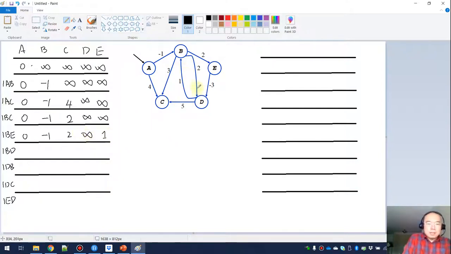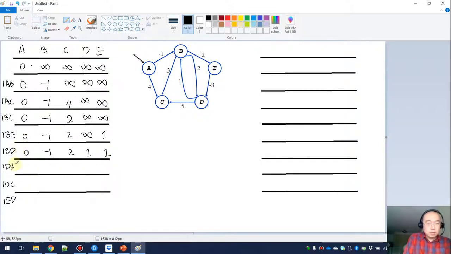Let's talk about BD. So for the BD, we know the cost to get to B is a -1, and then how about BD? BD is a 2. So that will be a 1 here. And then 0, -1, 2, and 1 again. Okay, so so far we have discovered at least one way in getting to all the possible edges, and we should continue visiting all the edges.